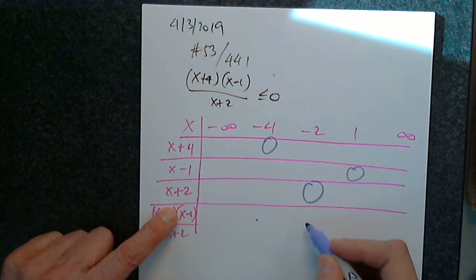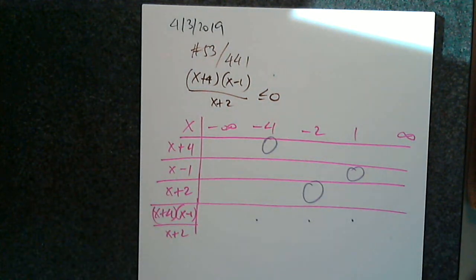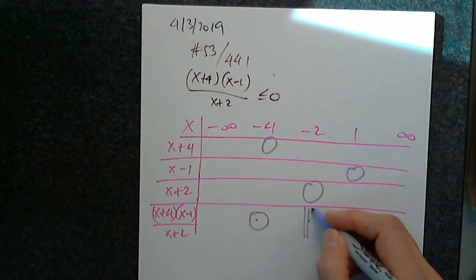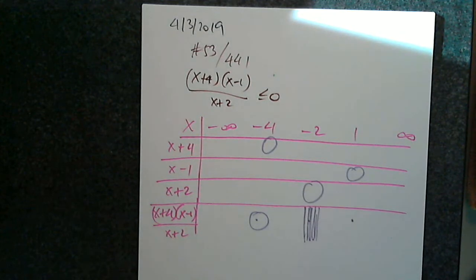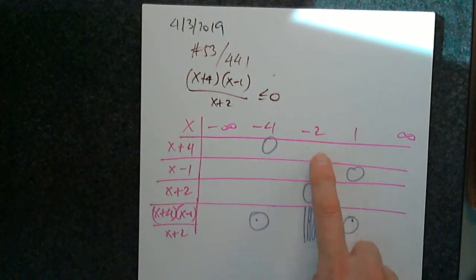Good. Now I have to identify what happens with the whole thing. So carry the 0 down for -4. And then you would mark it out as undefined for -2. Very good. And then a circle or 0. Good. What is undefined? We talked about that from chapter 1, when we talked about rational functions, rational equations. The denominator cannot be 0. X plus 2 cannot be 0. Therefore, x cannot be -2.